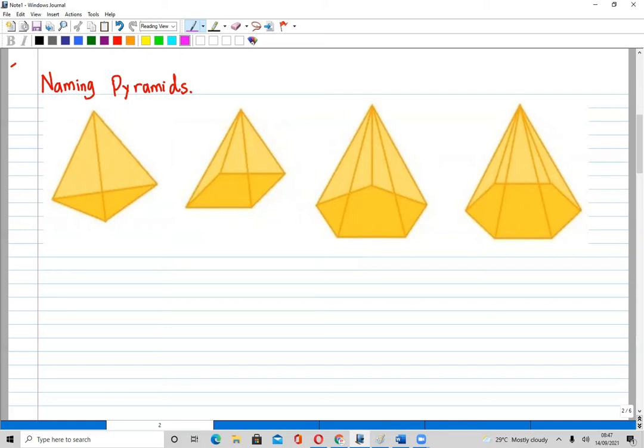Okay, now the other important thing is to know how to name the pyramids. Because pyramids appear in different shapes, but the name of the pyramid will depend on the base of that particular pyramid. Now, when you look at, let me call this A, I call this B, C, and D. Now, when you look at A, you see that the base is a triangle. So we will name it as a triangular pyramid.